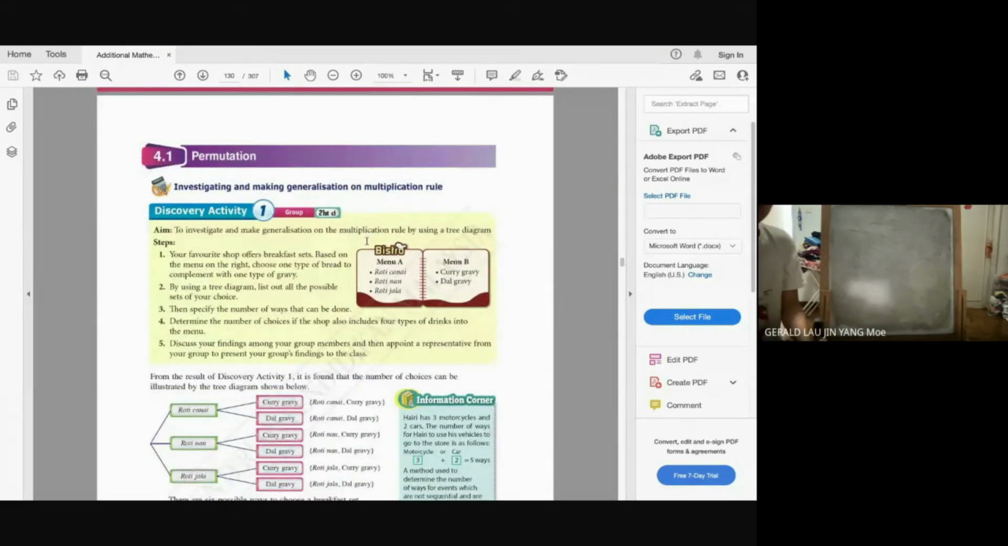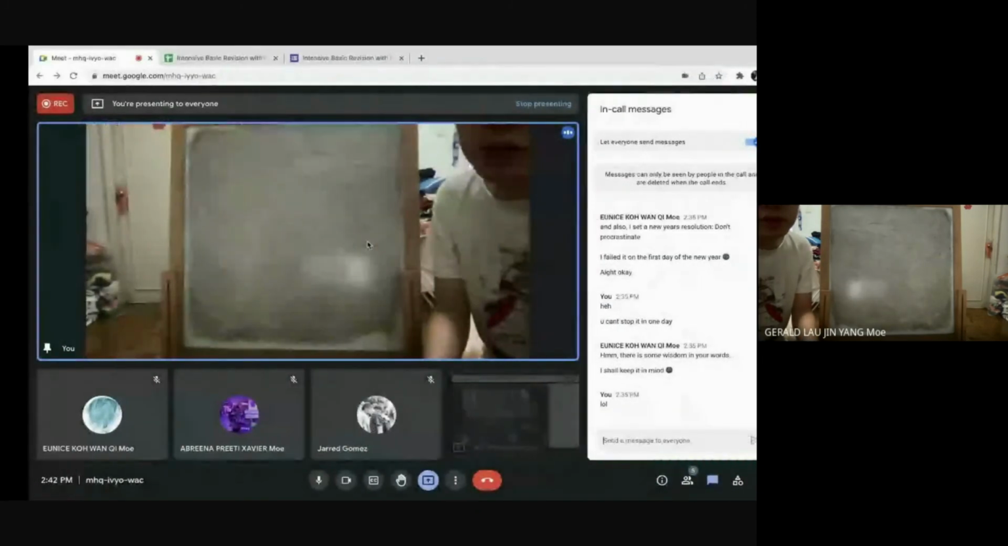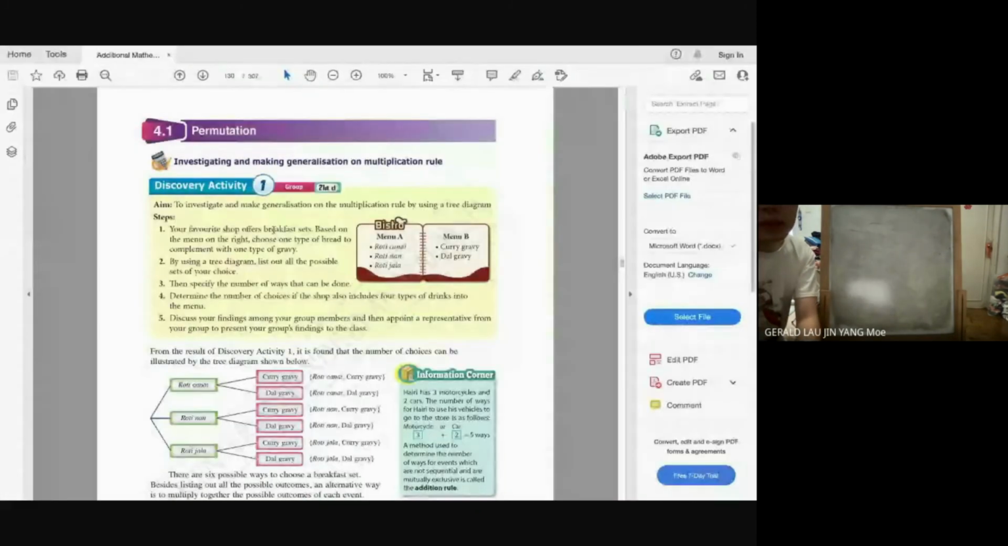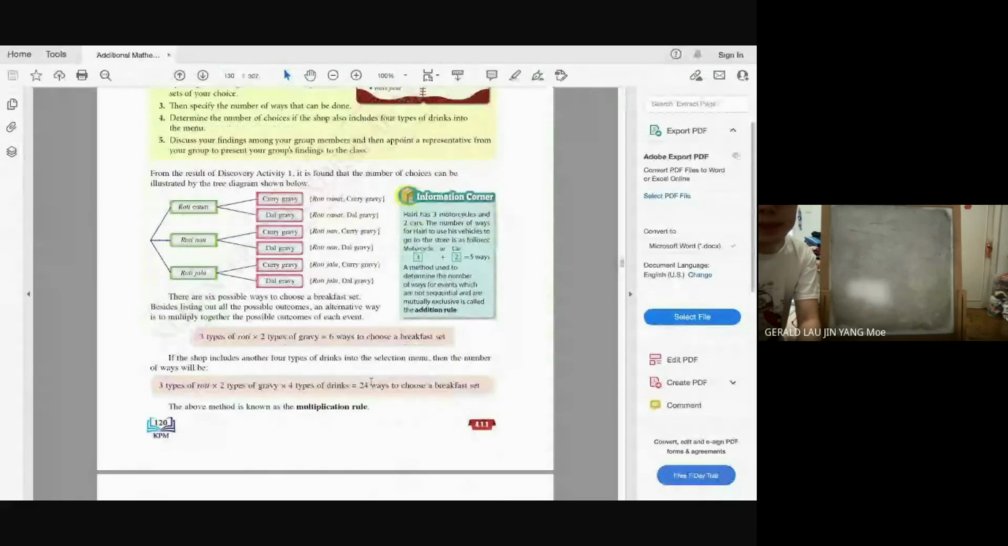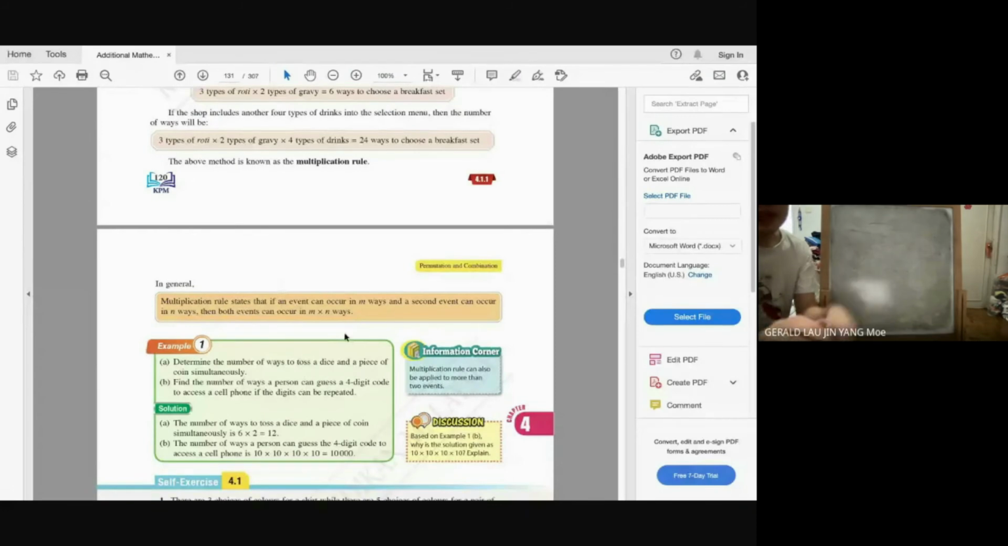We will start with permutation first. In terms of permutation, it means the arrangement matters. Which one comes in front first and which one at the back, the arrangement will matter.